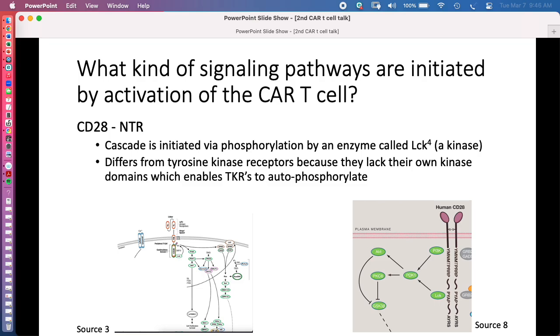Again, all of these names here aren't important. I'm sorry, it's so blurry. It didn't look blurry on my computer. But what is important here is, again, the difference between tyrosine kinase receptors and non-tyrosine kinase receptors. This autophosphorylation only occurs in tyrosine kinase receptors, as non-tyrosine kinase receptors lack that self-catalytic ability. Here, they rely on an enzyme called LCK, which is just a kinase, to phosphorylate a tyrosine residue that gets this pathway kicked off and going.